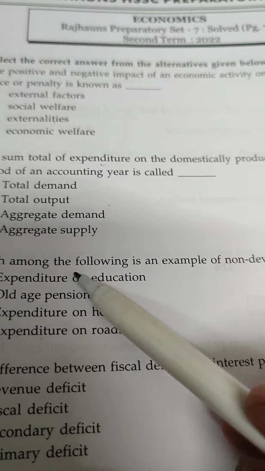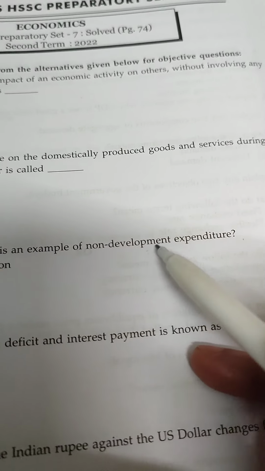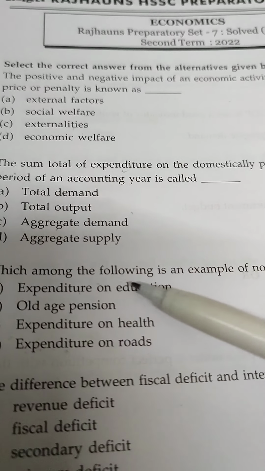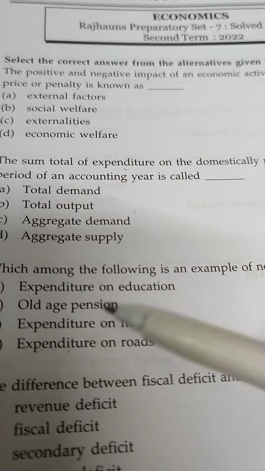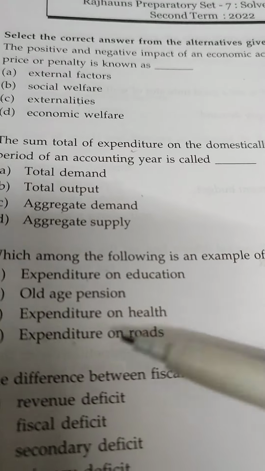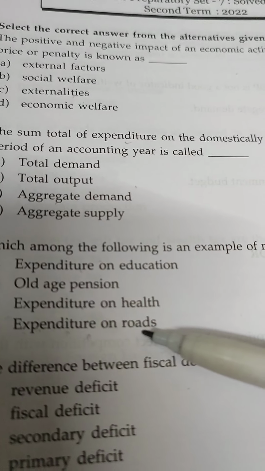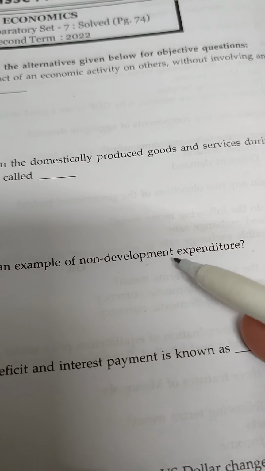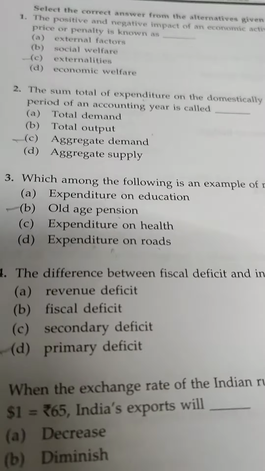Which among the following is an example of non-development expenditure? Expenditure on education is a development expenditure. Expenditure on health is development. Expenditure on road is development. Old age pension is an example of non-development expenditure.